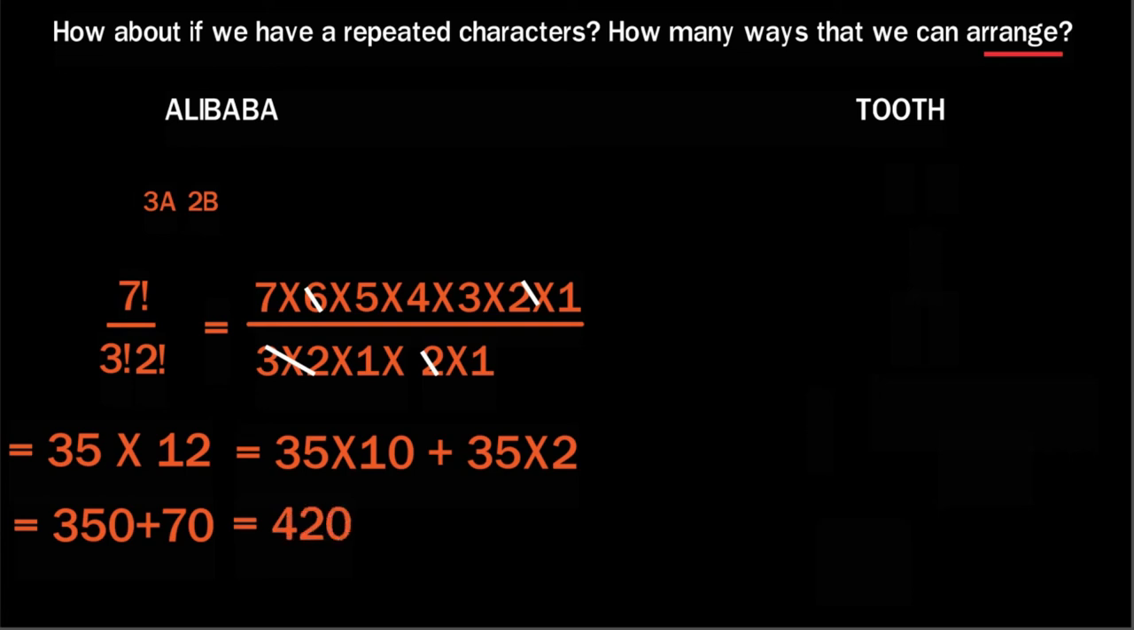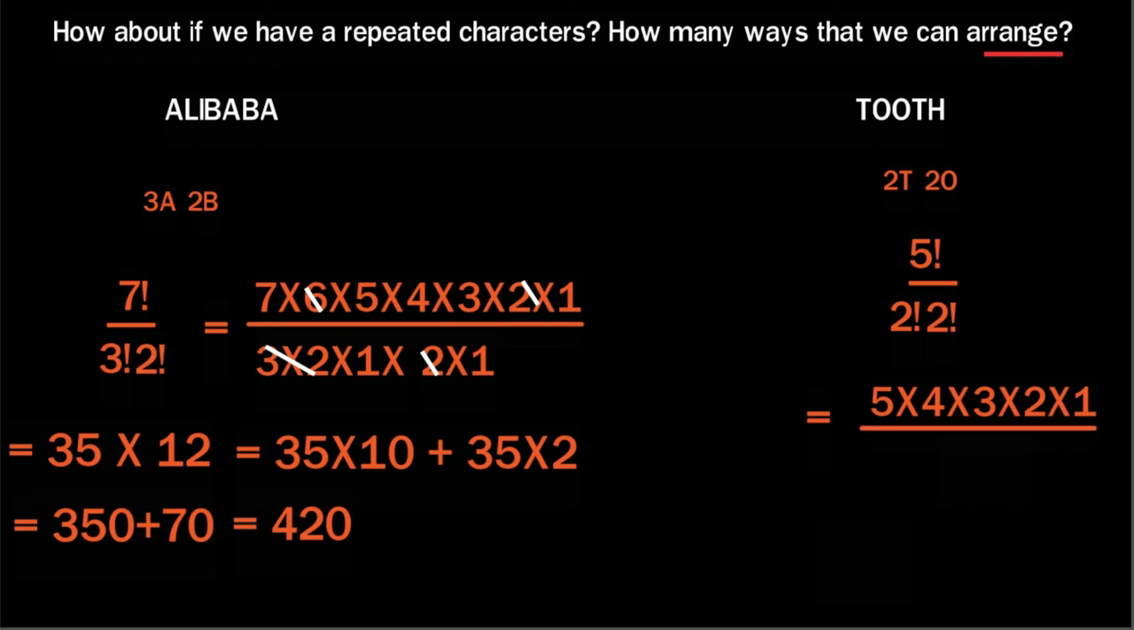Let's move on to the second example. So we have 2 T's and 2 O's, and we have 5 characters here. So 5 factorial over 2 factorial and 2 factorial. So 5 factorial is 5 multiplied with 4 multiplied with 3 multiplied with 2. 2 factorial is 2 multiplied with 2. So we cancel 2 with 4, you will get 2. So 5 multiplied with 2 multiplied with 3, we will get 30.